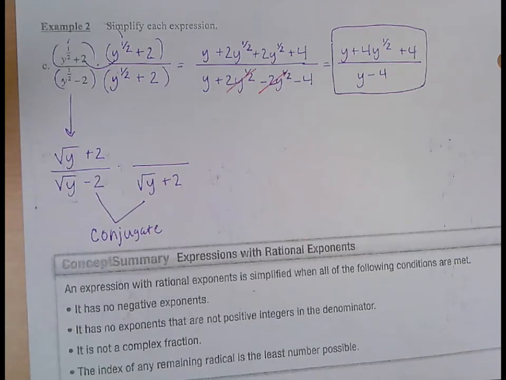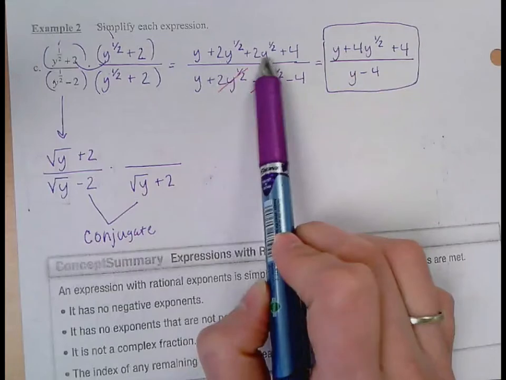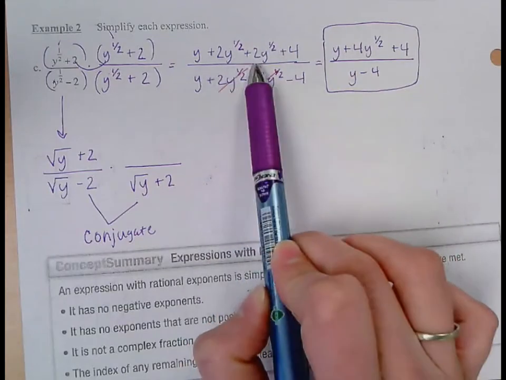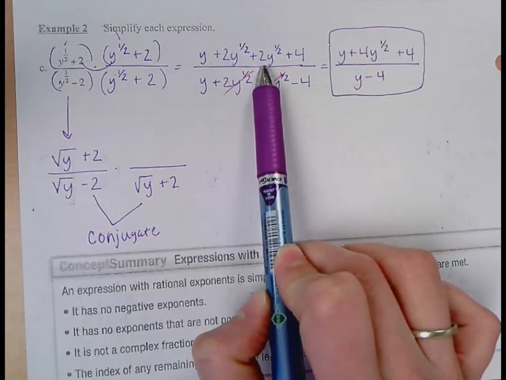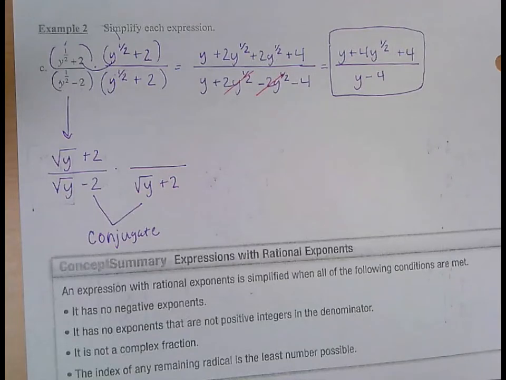Okay, questions on that one? Cora? Yeah, 1/2 plus 1/2 is just 1. Oh, when you're adding the like terms, you don't add the exponents. You're just adding the coefficients. You only add exponents if they are being multiplied.